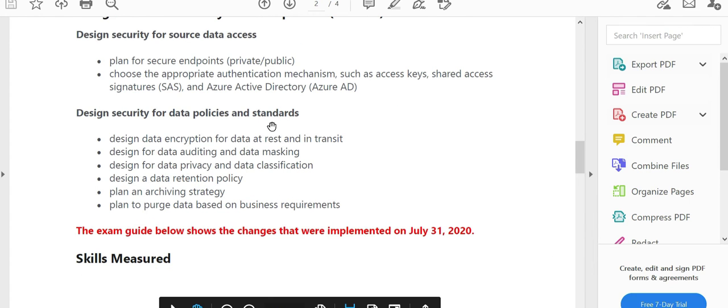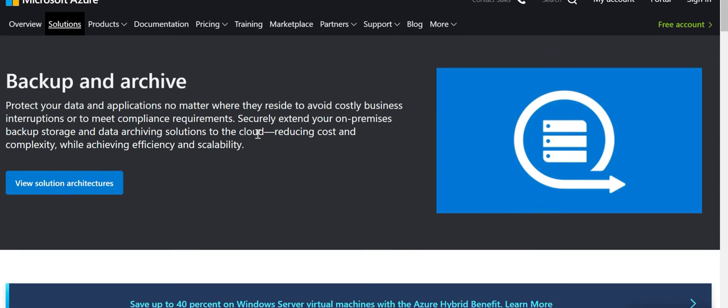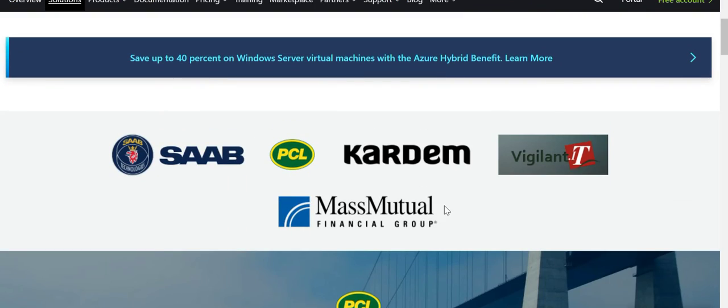Then the second portion of data security, you have data policies and standards. So you design data encryption for data at rest and in transit, data masking, auditing, data privacy, your archiving strategy, and your plan to purge the data based on the business requirements. Azure has backup and archiving solutions. You can build your strategy using these solutions. So these are the clients who use Azure backup strategy and solutions drastically.